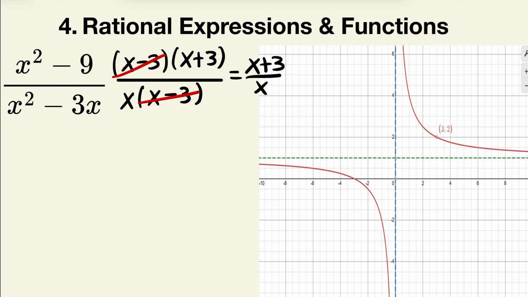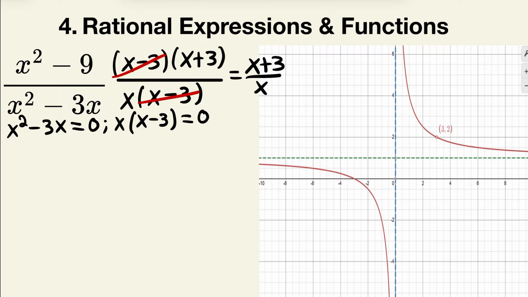And as far as restrictions or excluded values are concerned, these come from the original denominator being 0. So you see here the original denominator x squared minus 3x, and we're going to set this equal to 0. So let me rewrite that as x squared minus 3x equals 0. Okay, so now we can go ahead and factor. We can factor out an x, and so that is x times x minus 3 equals 0.